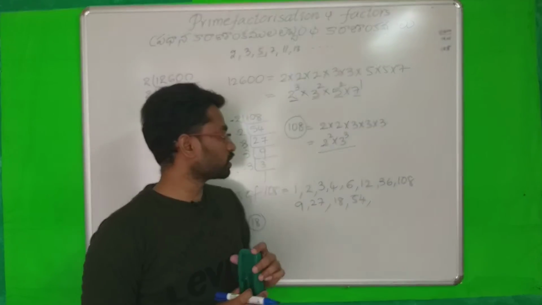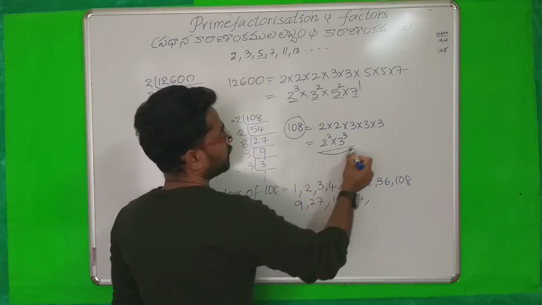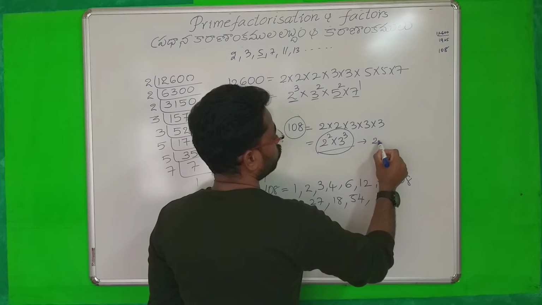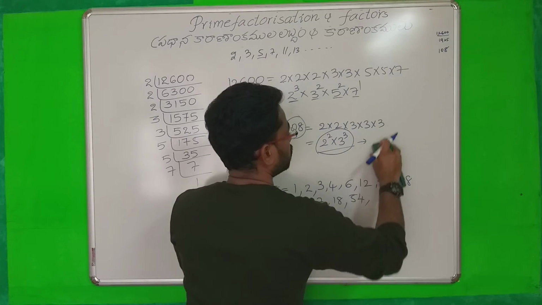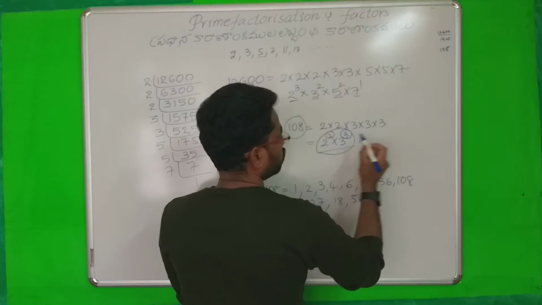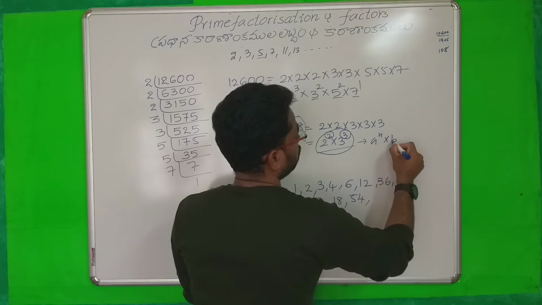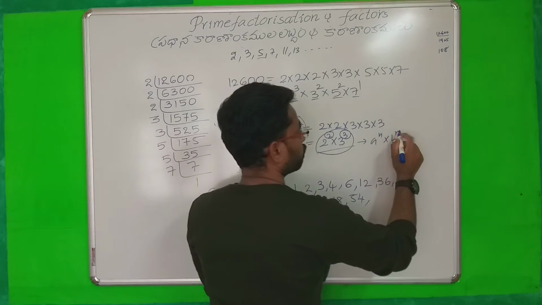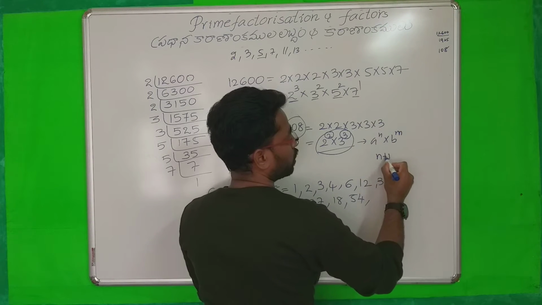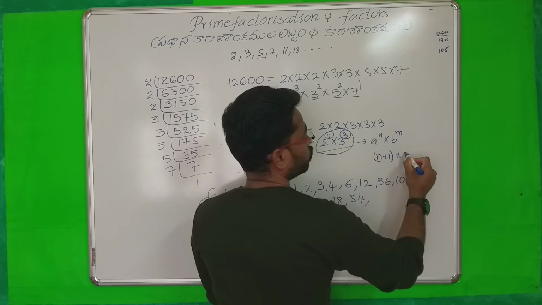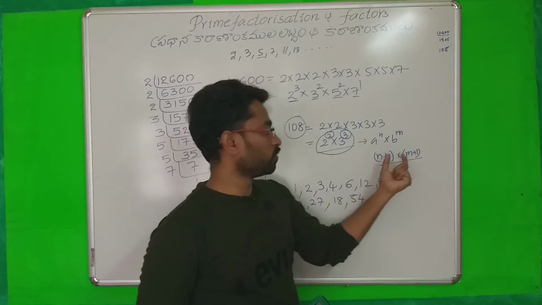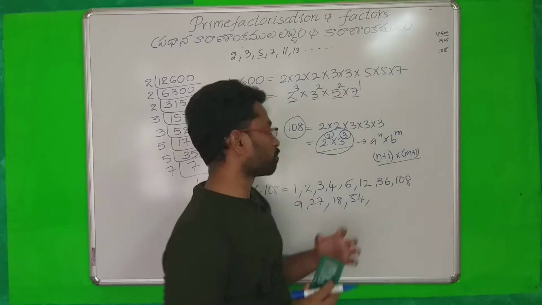How? What is the process? By writing this prime factorization, you can know that it is in the form of a to the power of n, b to the power of m, like that. So you do one thing: for n you add 1, multiply, and for m you add 1. If you see this one, you may get confused, so I will say the process very easily.